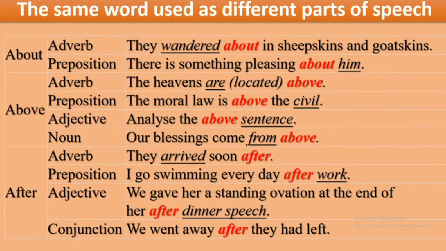There is something pleasing about him. In the sentence, about is a preposition and it has an object, that is him. I am now just passing the slides one by one.